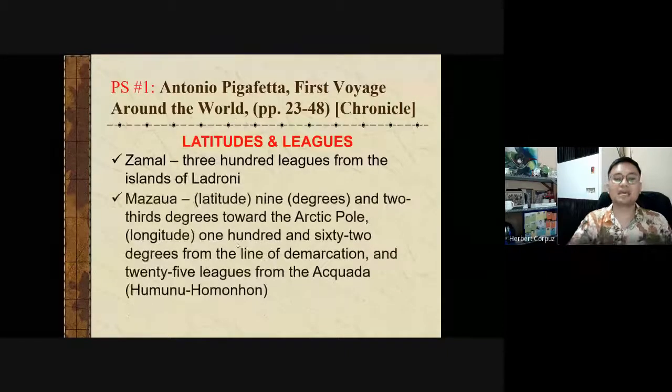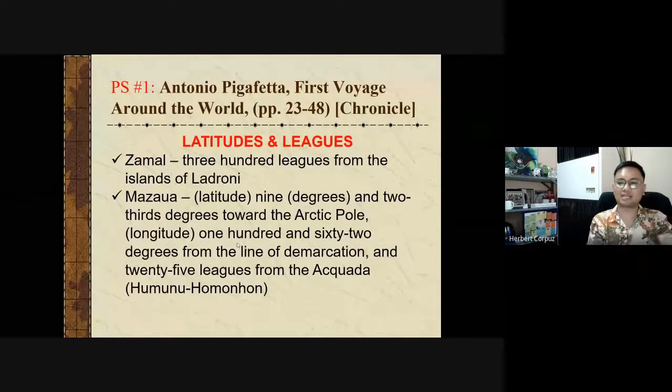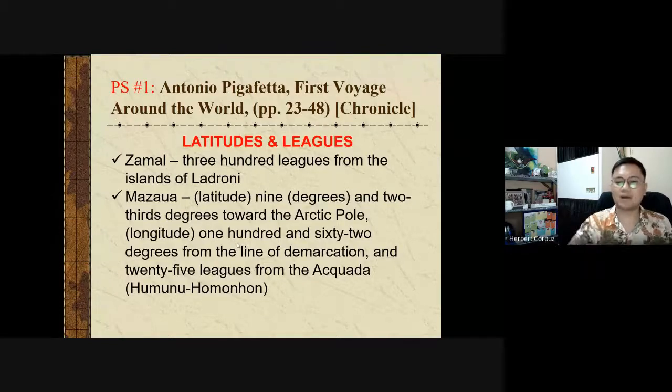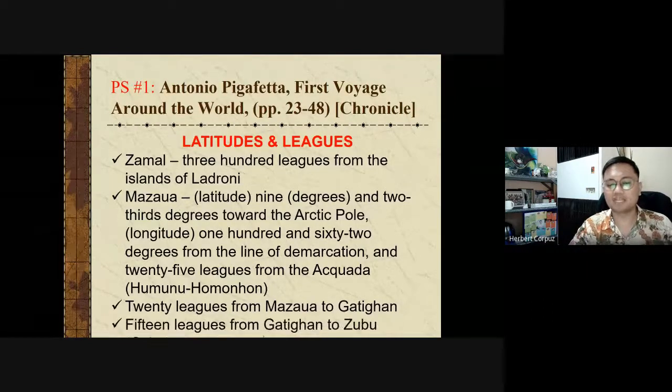We continue. And also, they reached Mazawa. Mazawa is the present day Limasawa, an island in the southern part of Leyte. It's 9 and 2/3 degrees toward the Arctic Pole. The longitude is 162 degrees from the line of demarcation and 25 leagues from Aquada, Umonhon. 20 leagues from Mazawa to Katighan. Katighan is the present-day Bohol. Then 15 leagues from Katighan to Zubu. Zubu is the present-day Cebu.